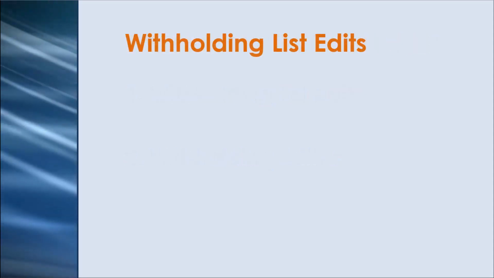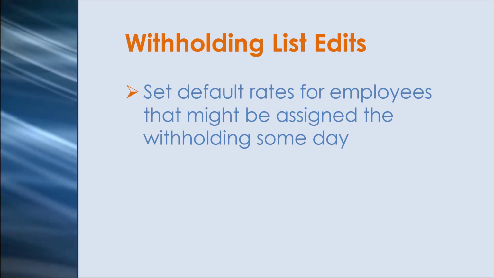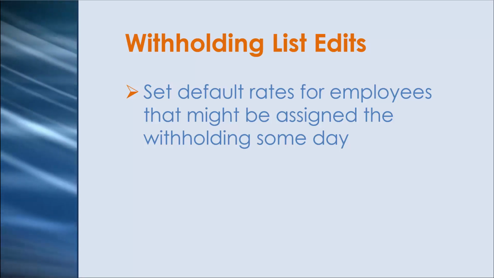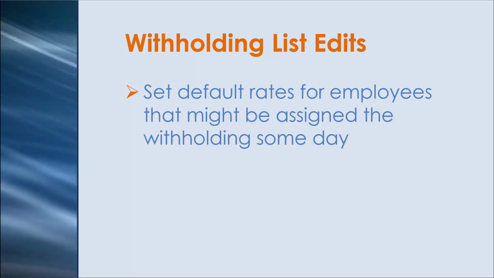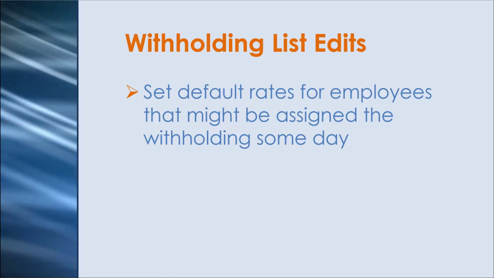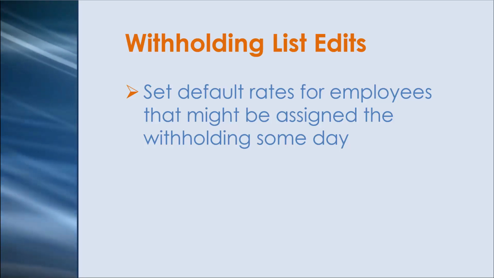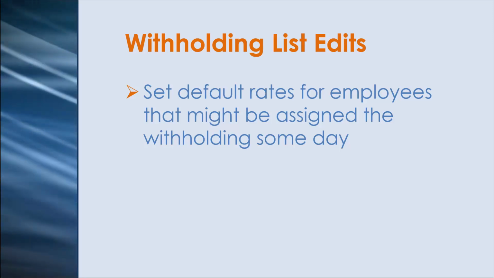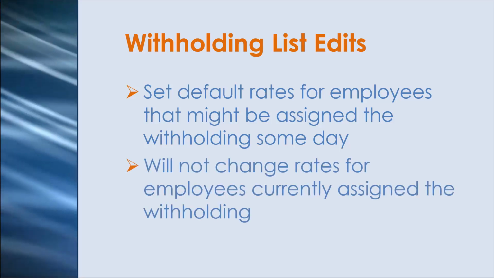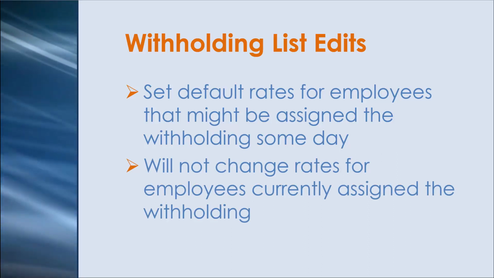Let's take a look at the withholding list edits first. The withholding list edit involves setting default rates for employees that might be assigned to the withholding someday, but currently don't have that withholding deducted. So it simply sets the default if you were to add that withholding, what would the rate or the amount be deducted? In other words, it will not change rates for employees currently assigned the withholding.